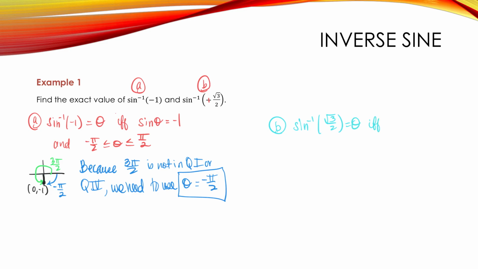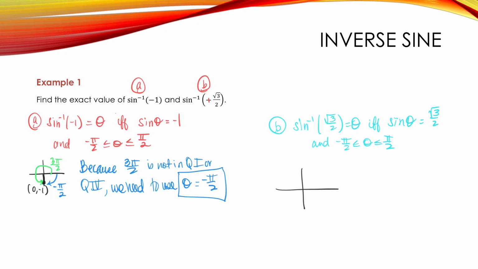That is true if and only if the sine of theta is equal to root 3 over 2, and theta is in quadrant 4 or quadrant 1, so it's between negative pi over 2 and pi over 2. So what we want to know is what angle has a sine that is root 3 over 2. Well, back we go to our unit circle.